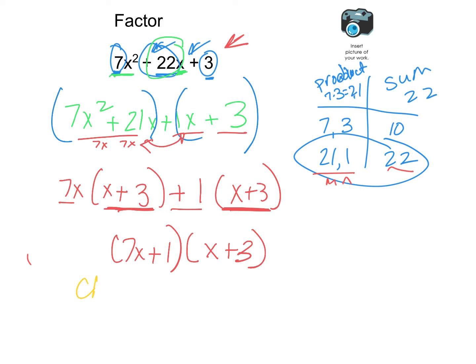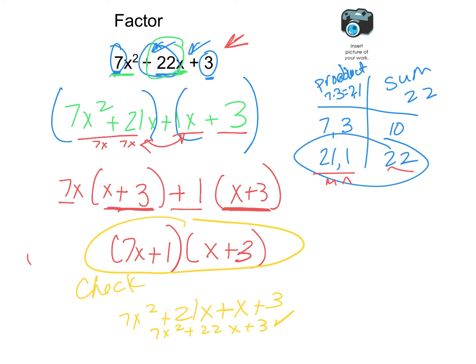So I'm going to check it. I use FOIL. First, outer, inner, last. 7x squared plus 22x plus 3. It checks, so I know this one's right. And it doesn't matter the order that you write it. You could also write it like this. Oops. You have to get the numbers right, though. And it is exactly the same thing. When I multiply it, I get the same answer.